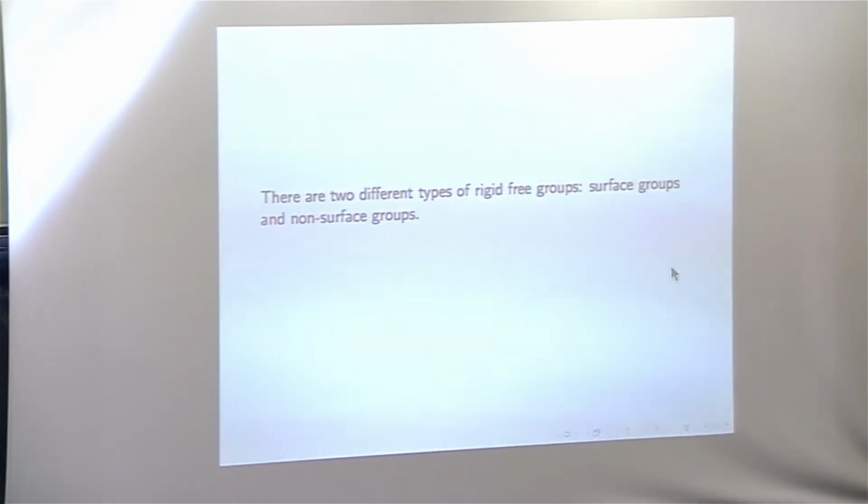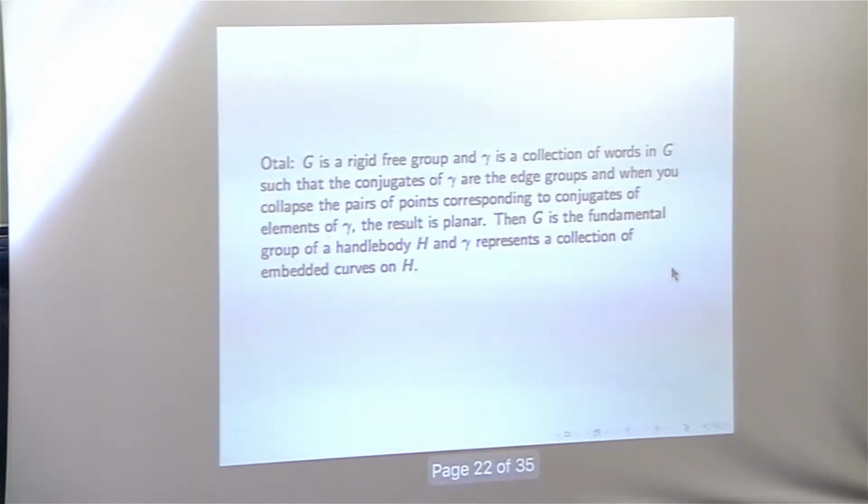Okay, so there's still something that we can't tell. The curves on the handle body, can you go back to the previous transparency? So I have this collection of words in my free group. No, you said gamma represents a collection of embedded curves on H. So here is your H. You just drew a handle body. That's right. So where are the gammas? The gammas are some curves corresponding to this word.